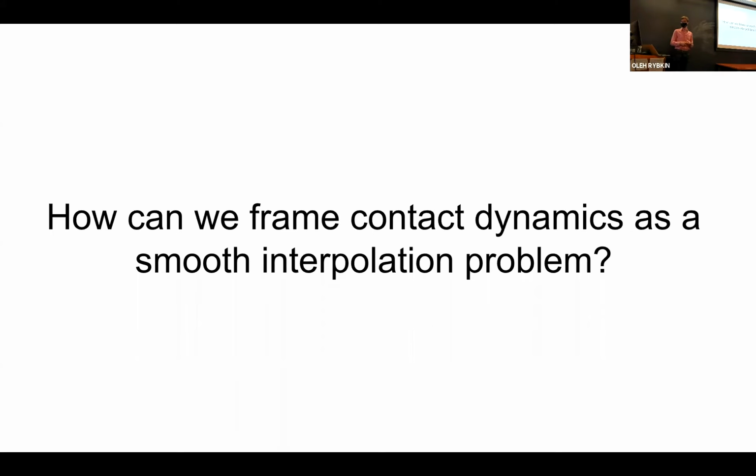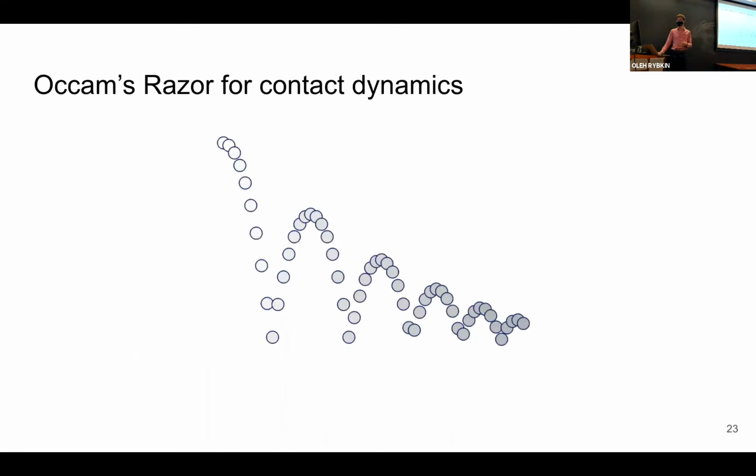So how can we frame contact dynamics as a smooth interpolation problem? What we said is that deep neural networks are good at smoothly interpolating data. And the inspiration we're going to use here actually isn't going to come from some complicated mathematical structure. It's just going to come from some human intuition.